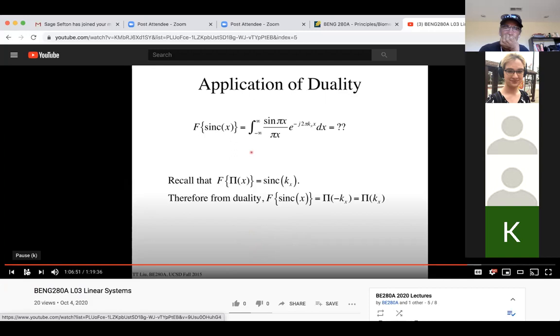So if you want to take the Fourier transform of the sinc function, right, we already derived that the sinc function was the Fourier transform of the rect function, right? So this looks like a very complicated integral, right, this guy here. But we know through duality that the Fourier transform of the sinc function will just be the rect function at minus kx, so with the axes flipped, right? And it turns out the rect function is symmetric, so that doesn't matter. So it's actually the rect function. Okay. So this is an example of a Fourier pair, this duality.